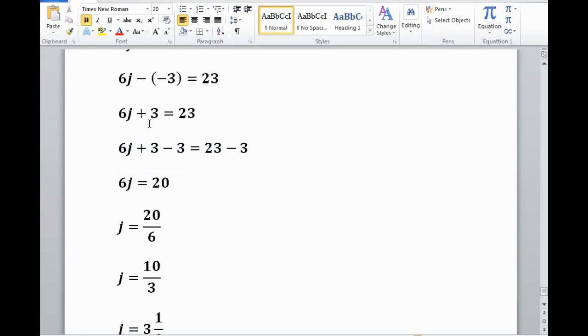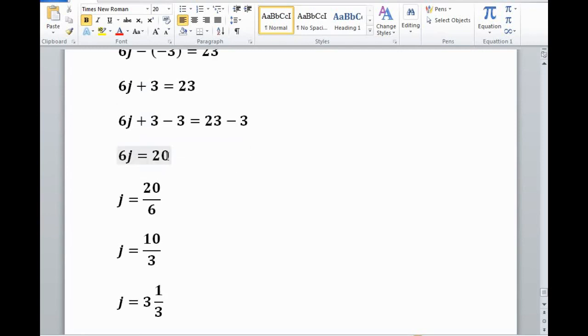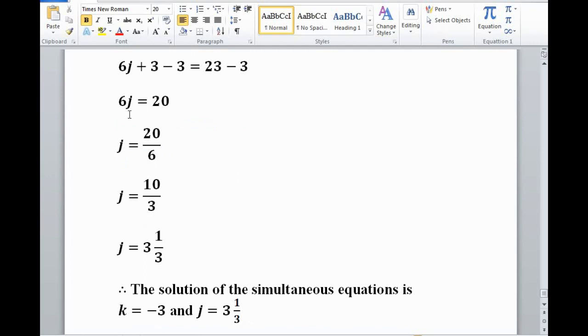Now to eliminate 3 from left hand side, or to shift 3 from left to the right side, let's subtract 3 on both sides. So 6j plus 3 as it is, negative 3 equals 23 as it is, negative 3. So now here positive 3 and negative 3 will cancel out. So we have 6j equals 23 minus 3 will give us 20. To get j alone, let's divide left side 6j and right side 20 by 6. Then on the left side 6 will cancel out 6. So we have right side 20 upon 6.